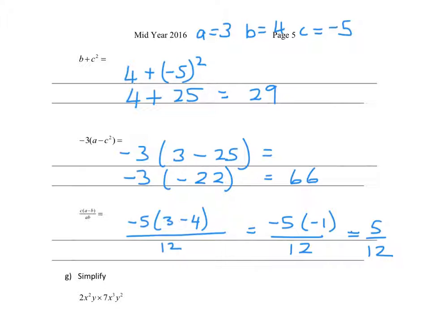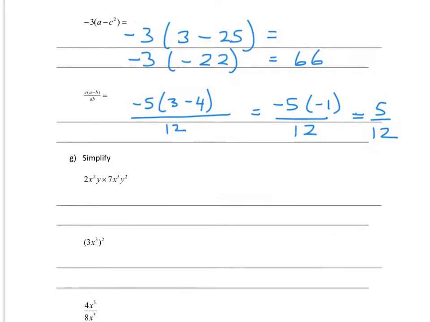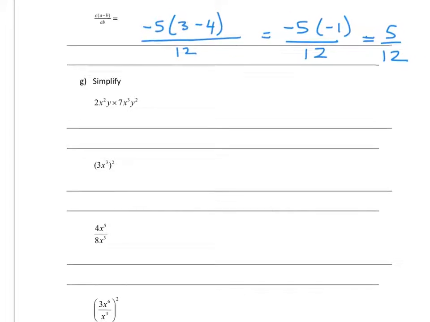So remember, negative times a negative is a positive. And the last problem, negative 5, bracket 3 minus 4 would be negative 1. Negative 5 times negative 1 is 5. And on the bottom of our fraction, we have 12. Going up, simplifying here.